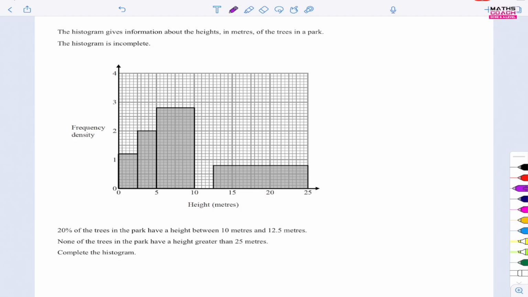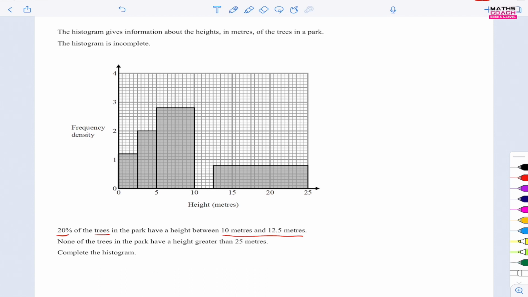Let's have a look at this final question where you need to put a little bit more thought into the histogram. As you can see, there are no tables. You haven't been asked to populate the frequency density or anything like that. Okay, so let's have a read. This histogram gives information about the heights in meters of the trees in a park. 20% of the trees have a height between 10 meters and 12.5 meters. None of the trees in the park have a height greater than 25 meters.